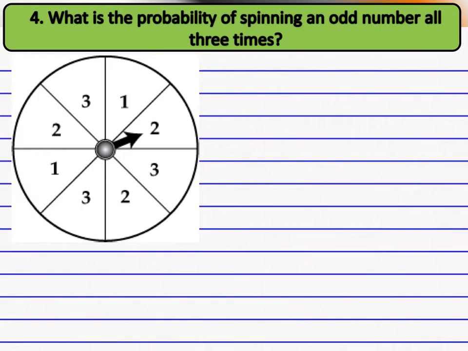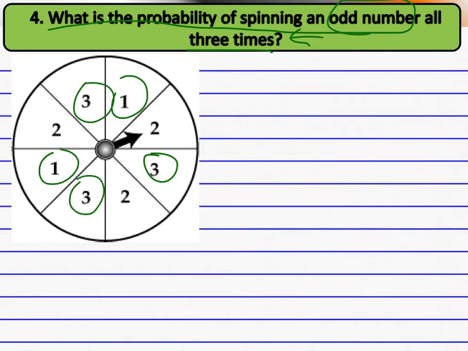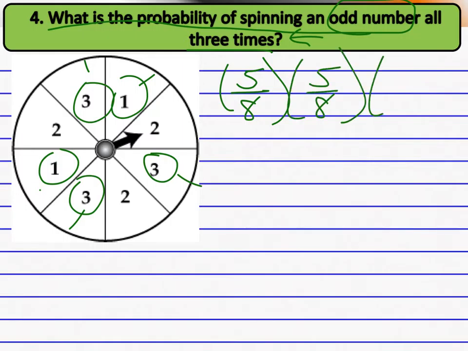Okay, so now that we've learned that, let's practice again. What's the probability of spinning an odd number all 3 times? So again, we're going to have 3 different fractions because I'm spinning 3 times. So let's figure out odds. Odds: 1, 3, 3, 1, 3. That is 1, 2, 3, 4, 5. 5 out of the 8 times of getting an odd. Spin it again, it's still 5 of 8. Spin again, that's still 5 out of 8 because these are all independent events.